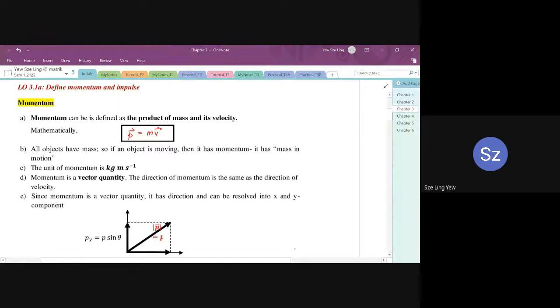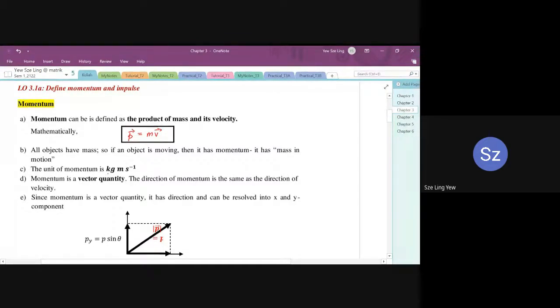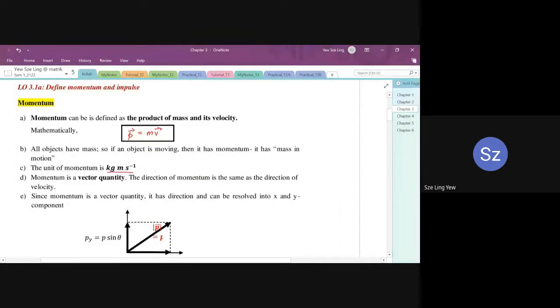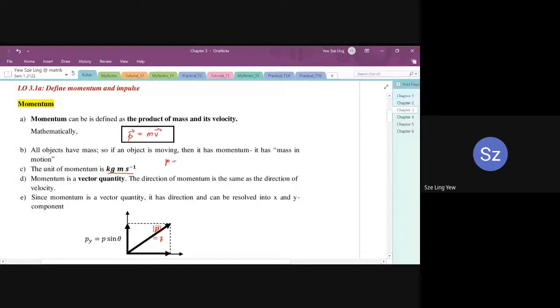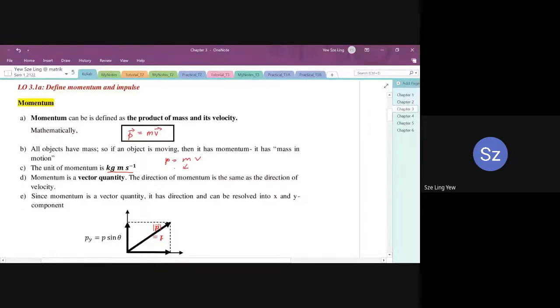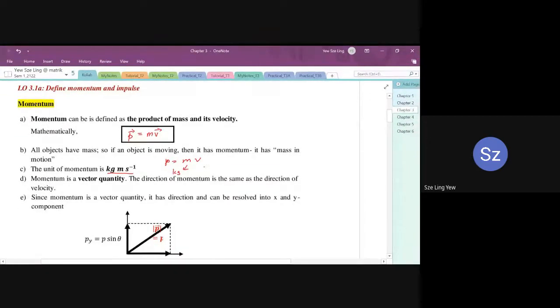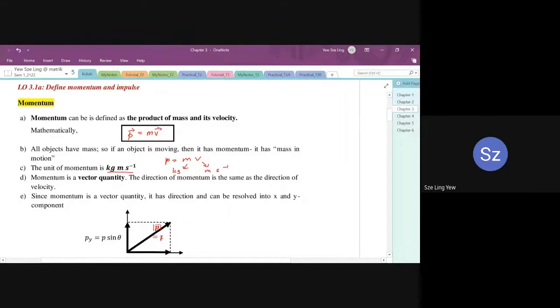And then the SI unit for momentum is kg m s^-1. So how do I obtain kg m s^-1? Well, because P equals mv. M is in terms of kg, v is m s^-1. So when you combine them together, the unit is kg m s^-1.